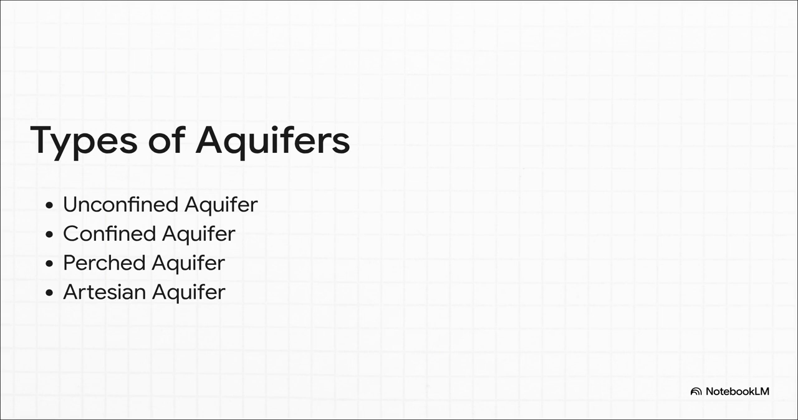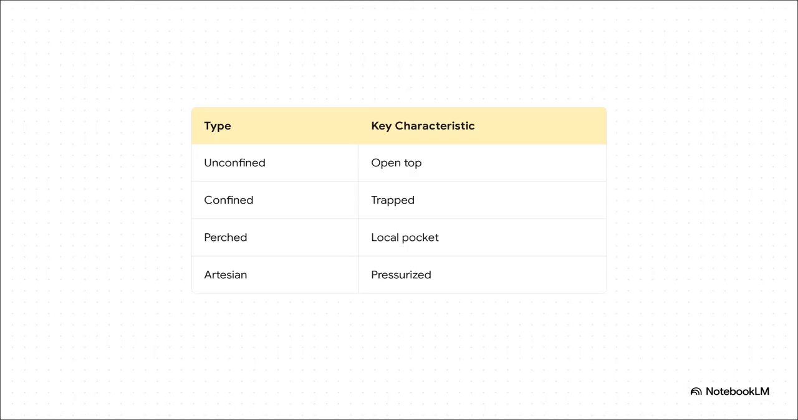So, we can classify these aquifers into a taxonomy of four essential types. We've got the unconfined aquifer, the confined aquifer, the perched aquifer, and the Artesian aquifer. Let's break down exactly how each one of these functions. An unconfined aquifer has an open top. It recharges directly from the rainfall dropping right above it. Easy enough, right? A confined aquifer, on the other hand, is trapped like a sandwich between two impermeable layers of rock or clay, which means the water inside is actually under pressure.